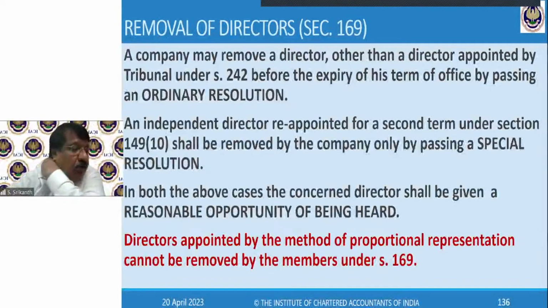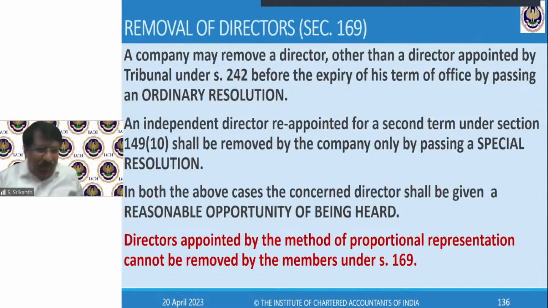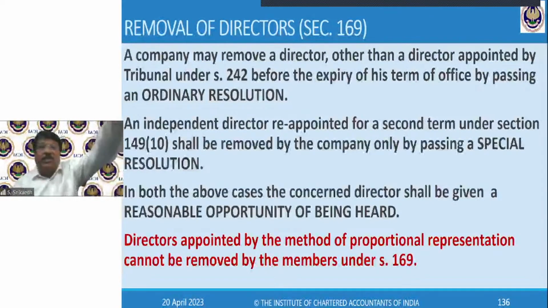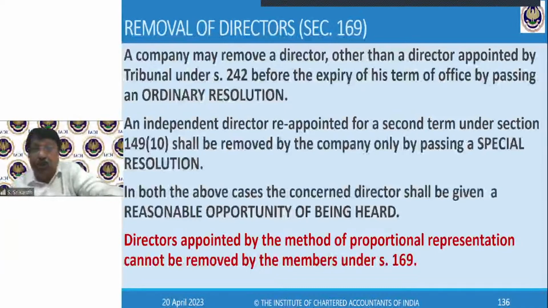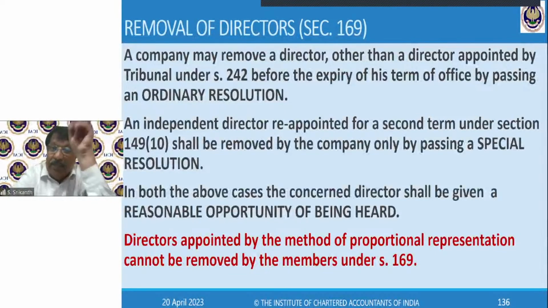To my knowledge, three types of directors cannot be removed. A director appointed by the Tribunal under section 242 cannot be removed; section 169 itself mentions 242. Do you remember, appointment by the Tribunal, we saw that. Directors appointed by proportional representation cannot be removed. A small shareholder director cannot be removed. These three categories cannot be removed.